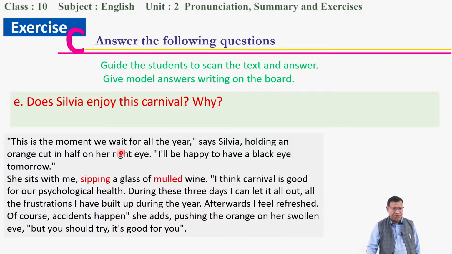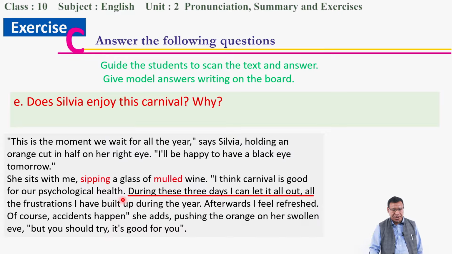"This is the moment we wait for all the year," Sylvia says. That's also evidence. Also, "All right, I'll be happy to have a black eye." That's also evidence. She also says, "I think carnival is good for our psychological health." So these are all evidences.